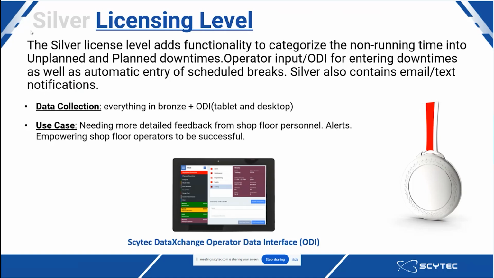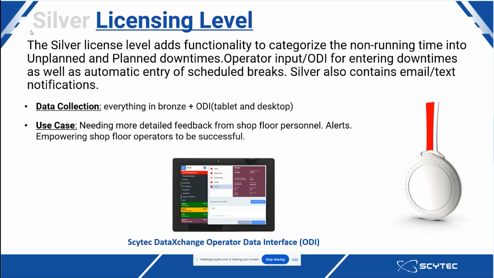The silver licensing level adds functionality to categorize the non-running time into unplanned and planned downtimes. As I said before, on the bronze licensing level, that is categorized as unknown downtime. With the silver licensing level, you can have that downtime categorized into unplanned and planned downtimes. I gave an example of that with, we'll say, a broken carbide. That would be an unplanned downtime because that wasn't something that you had planned on. But a planned downtime would be something more like a machine setup.